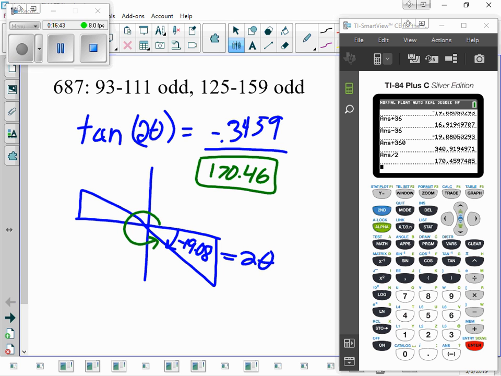Are there any others that I can divide by 2 and still land in the window? Let's look at this angle. Where does that angle come from? 180 minus 19.1. Now what do I do with that? Divide it by 2, and I get 80.46. Is that in the window? Yes.